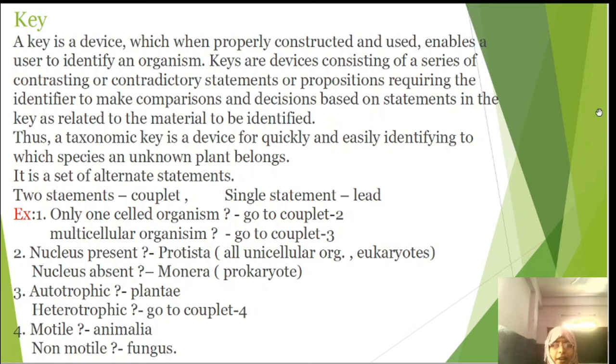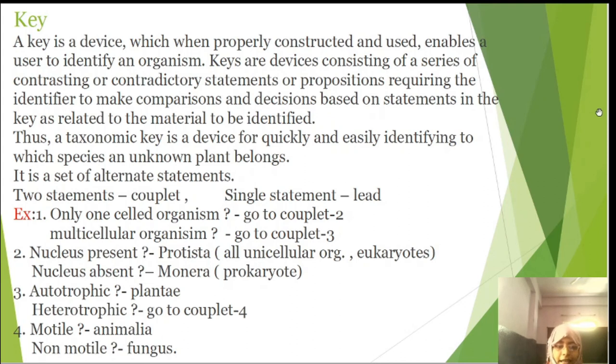A key is nothing but a device which, when properly constructed and used, enables a user to identify an organism. I know you people have an idea of a key, but that is not this key. It is like a manual, you can say a simple manual, where you have various categories and you can come closer to the identification of an organism. I'll give you a basic example.